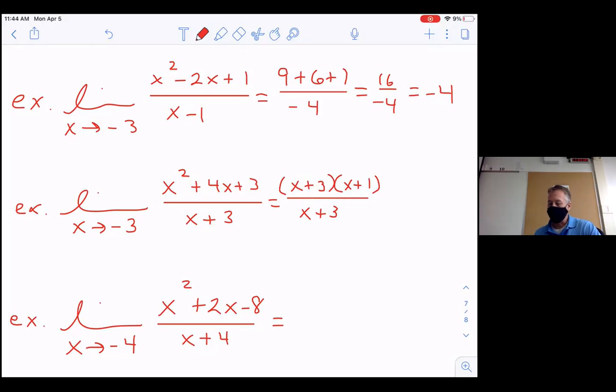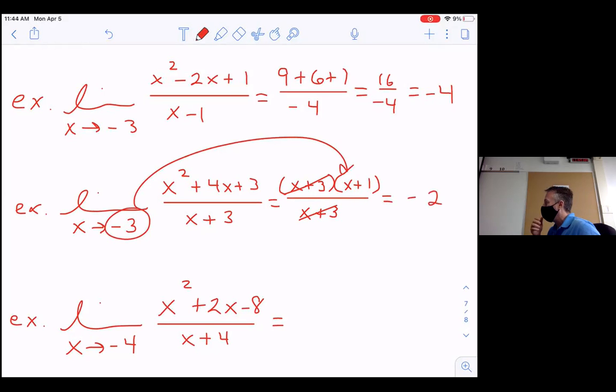So we now have canceled out that problematic factor on the bottom, right? We're left with just x plus 1. And now we can do a direct substitution. So I'm plugging -3 in for x, and -3 plus 1 is -2.